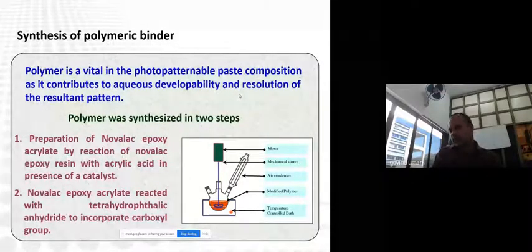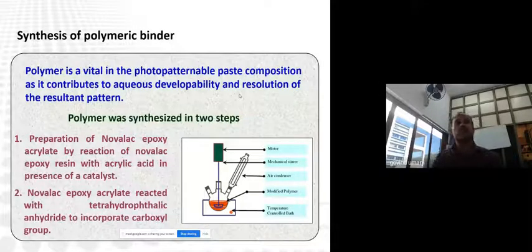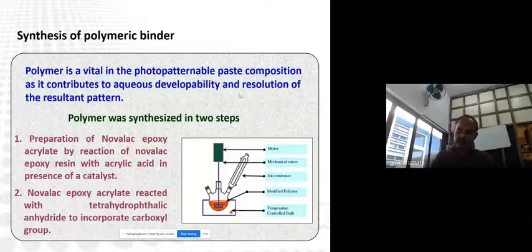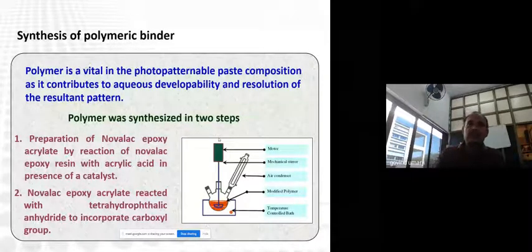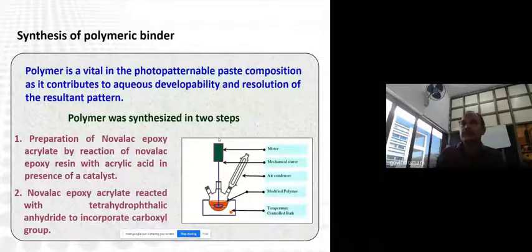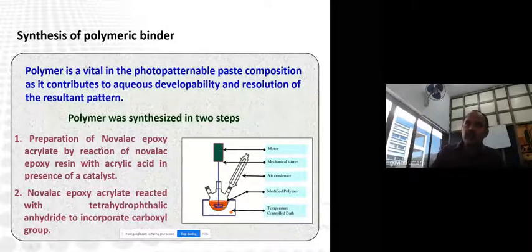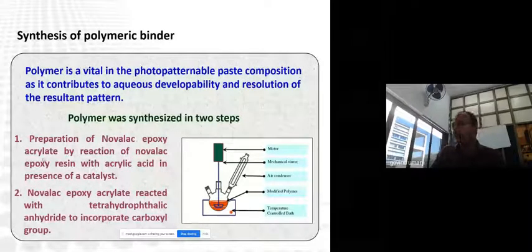So after a long study of around 6 months, we optimized the protocol, the various catalysts and basic ingredients. We got to know that we need to synthesize this polymer in 2 steps. What are the ingredients we took for that? We took Novolac epoxy resin.